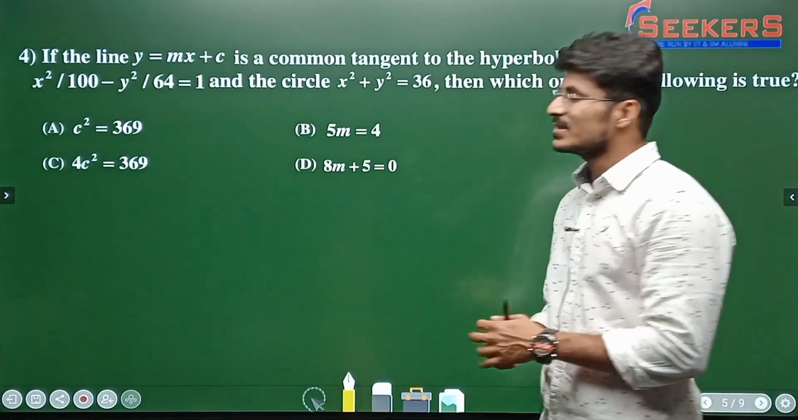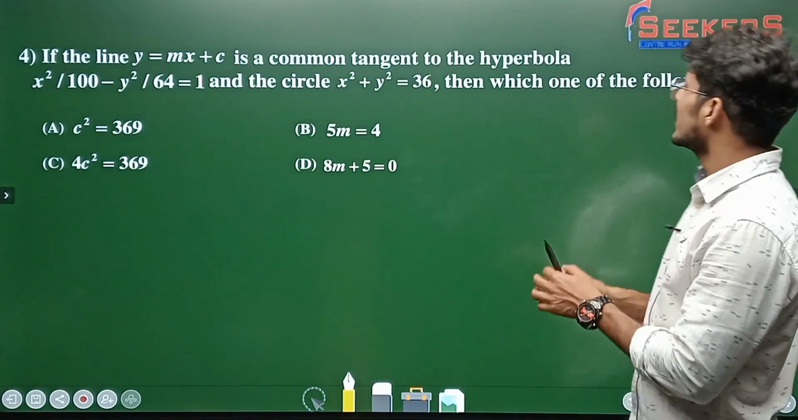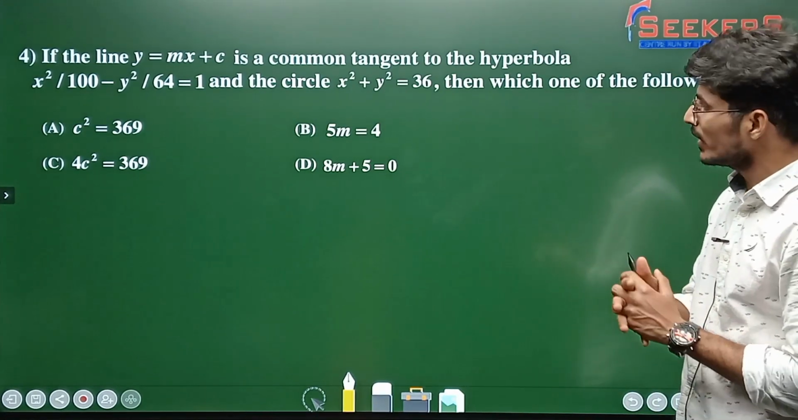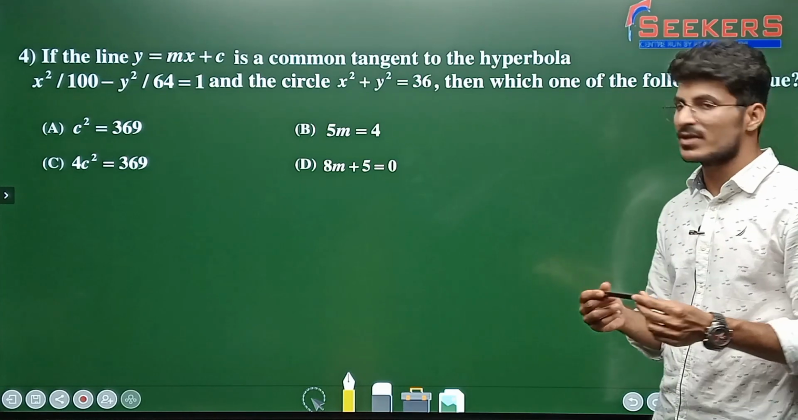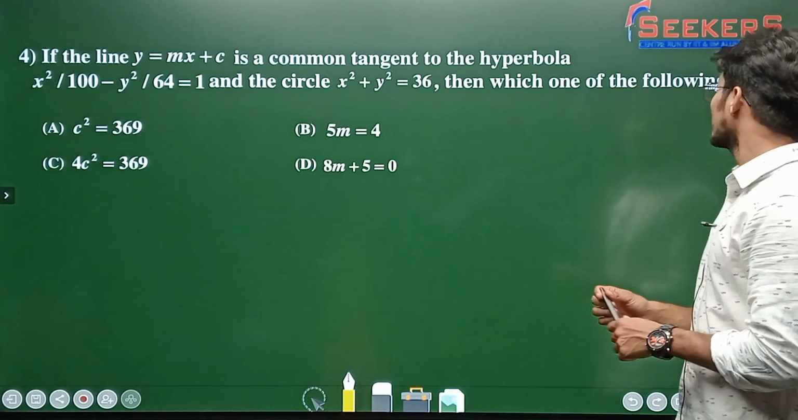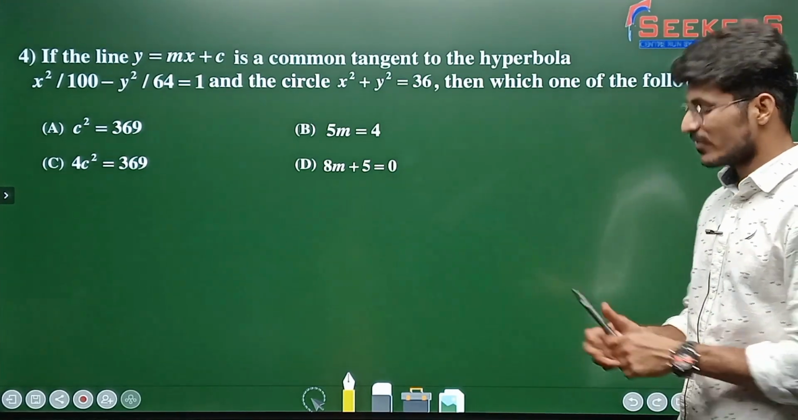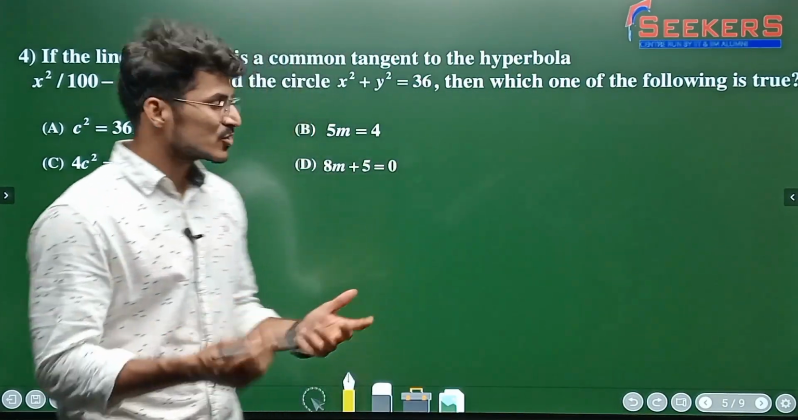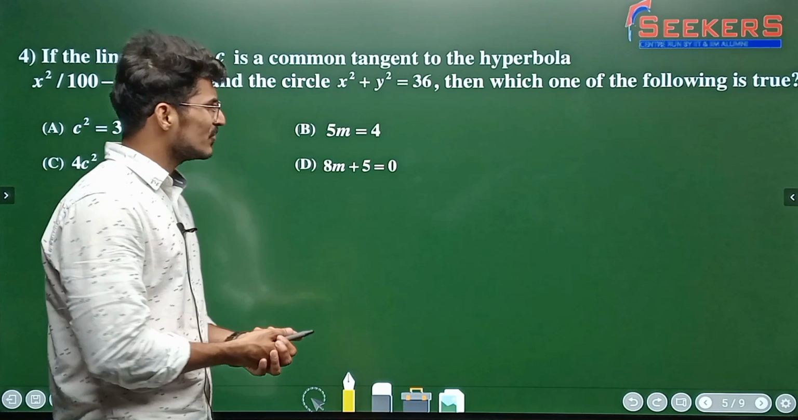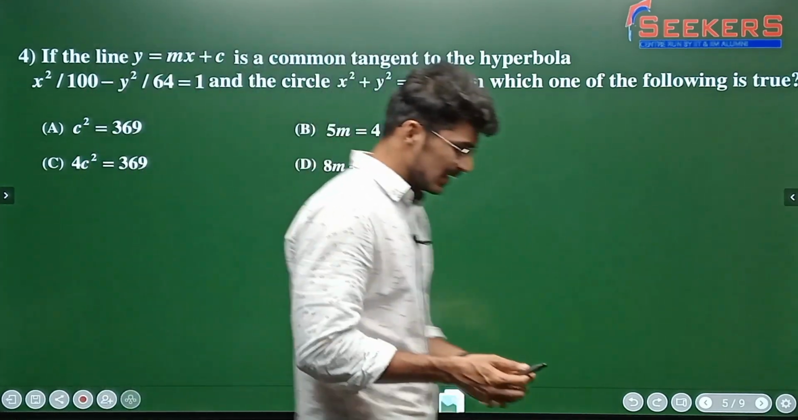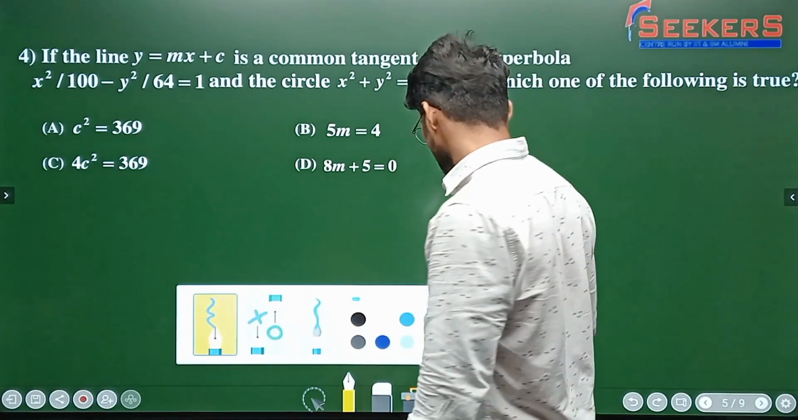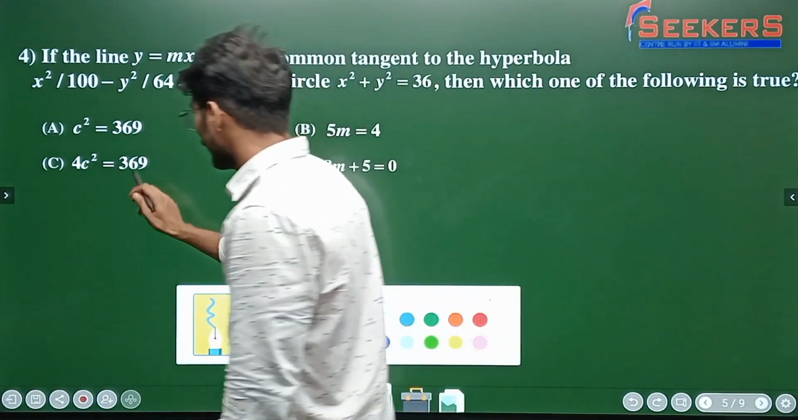If the line y is equal to mx plus c is a common tangent to the hyperbola x square by 100 minus y square by 64 equal to 1 and the circle x square plus y square is equal to 36, then which of the following is true? So very beautiful question. So I would just like to give a hint and you can solve it. No problem, let us solve it. If not homework, I'll just give you some other question as homework. Let us solve it, no problem. So I'll make you solve. Look at this. I'll make you solve. I won't solve fully.